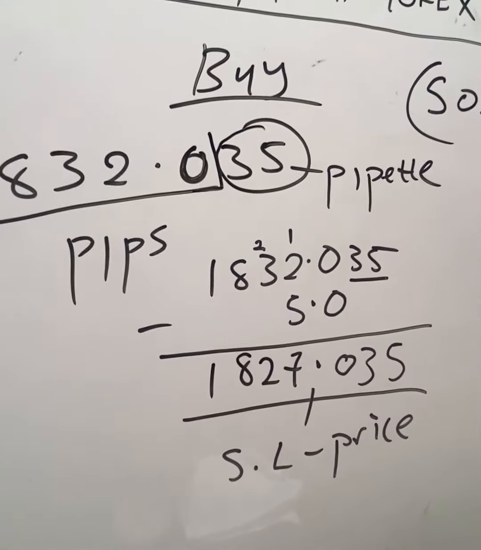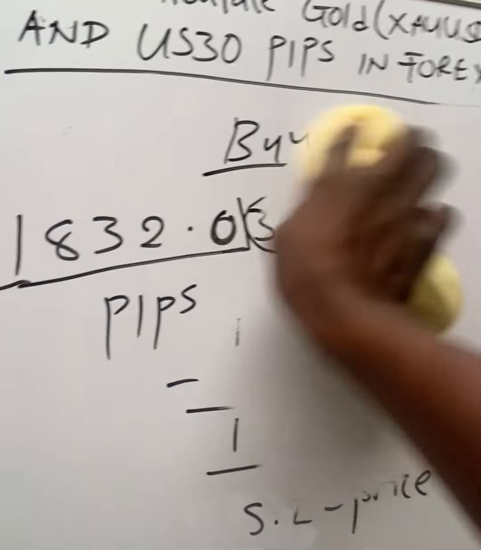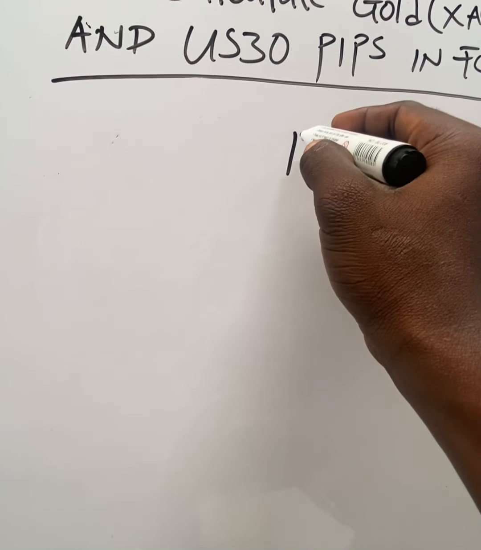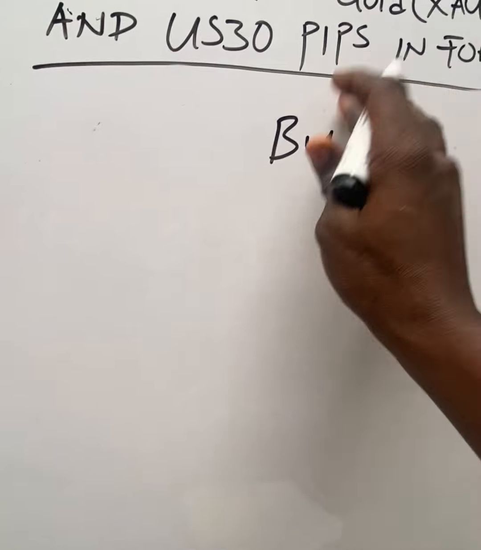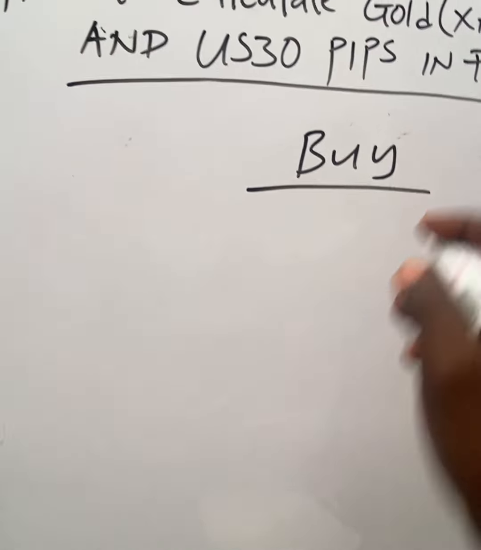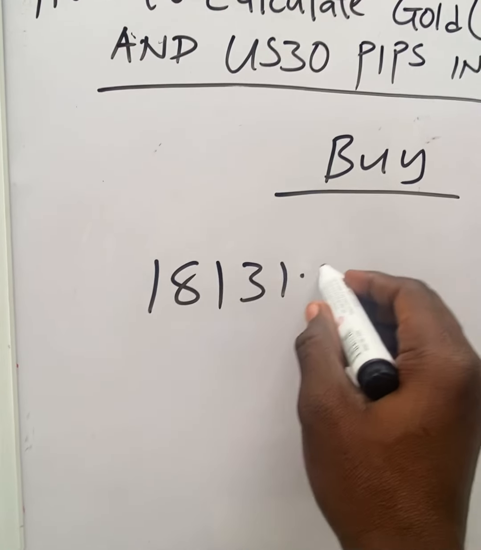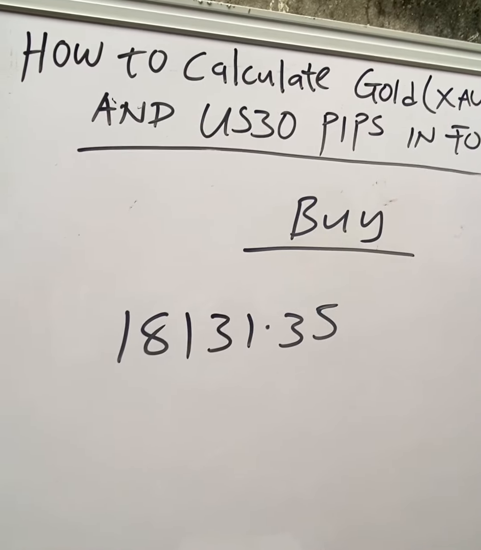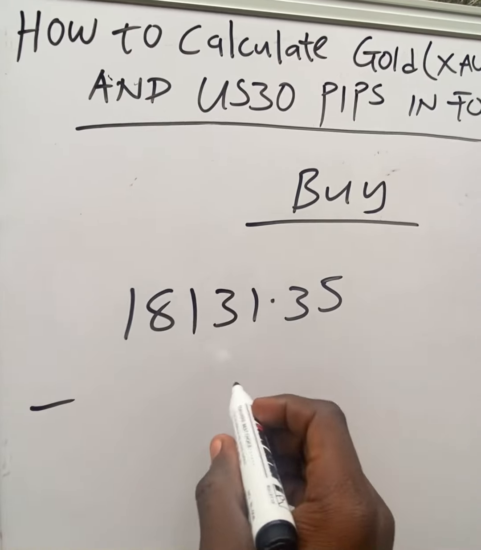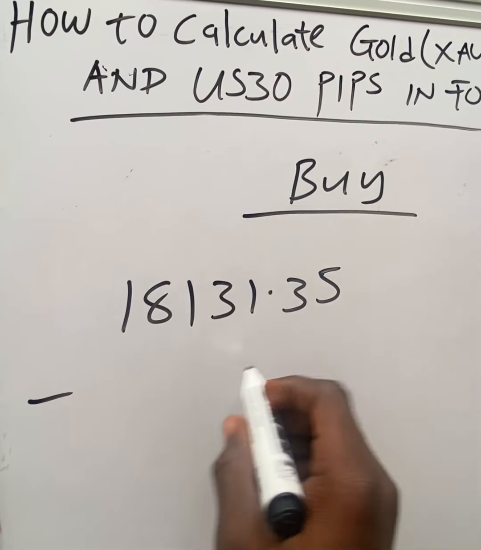Just take another example. Let's take a 100 pips example. Same buy, still buying. So we have 1831.35, and since we are buying, we need to subtract. Let's say we have a 100 pips stop loss now. I did the previous example based on TradingView. Okay, let's say this is MT5 now.